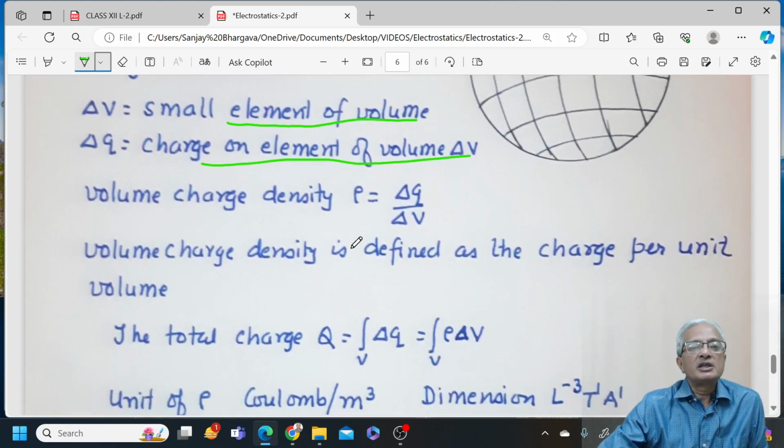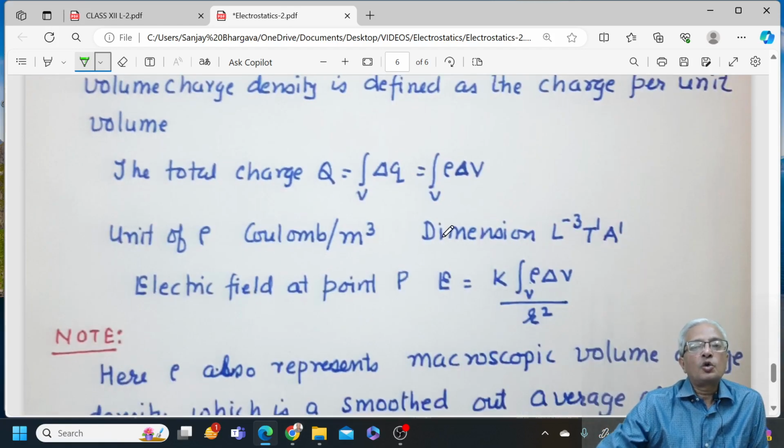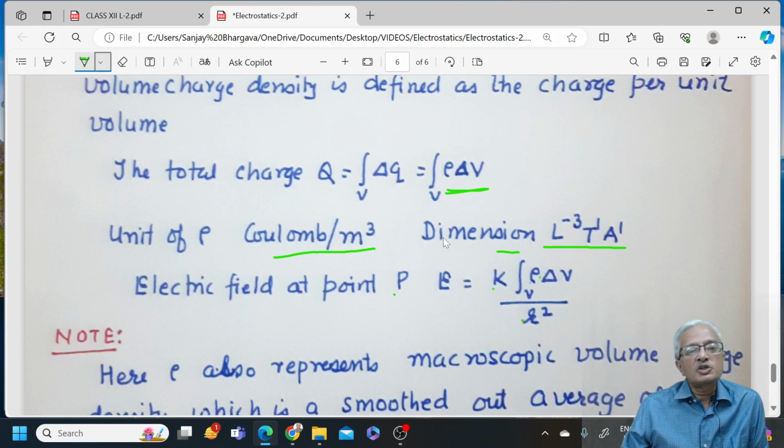So volume charge density rho would be defined as total charge upon total volume. It is defined as charge per unit volume. Total charge can be calculated once again by integration of delta Q over the entire volume. This would be the integration of rho times delta V. So same concept, same way of working. What are the units of rho? Coulomb per meter cube. What are the dimensions? L power minus 3 T power 1 ampere power 1. Electric field at point P would be given by K total charge upon R square. So all fields are calculated the same way.